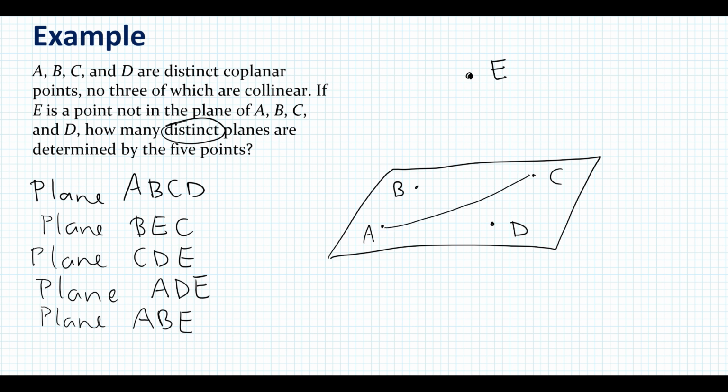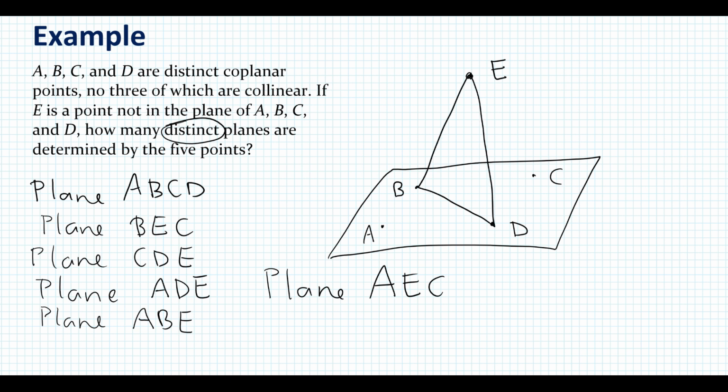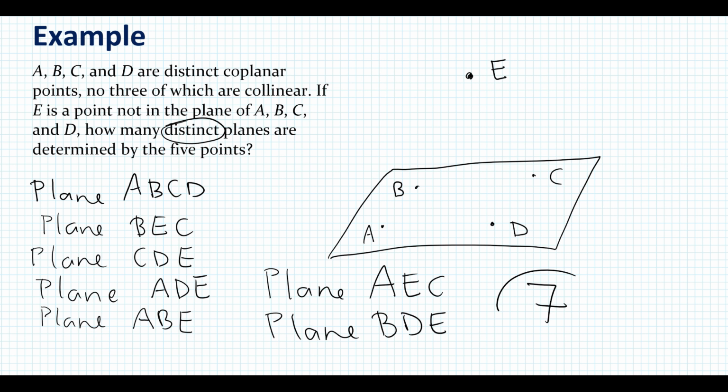What about plane ACE? There's another plane that we can determine here. And notice that this is a distinct plane. So we have plane AEC. And finally, we have another plane determined by the other diagonal here, so to speak. So we have plane B, D, and E. So how many planes are determined here? The answer is 1, 2, 3, 4, 5, 6, and 7. So the answer is 7.